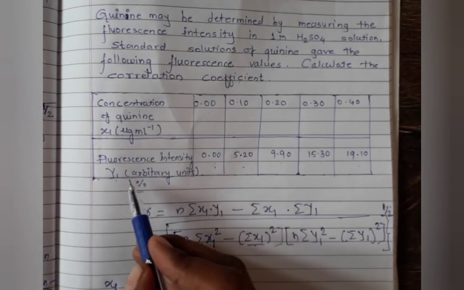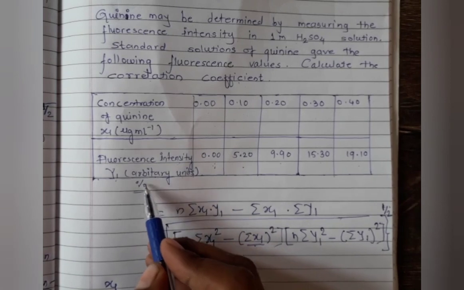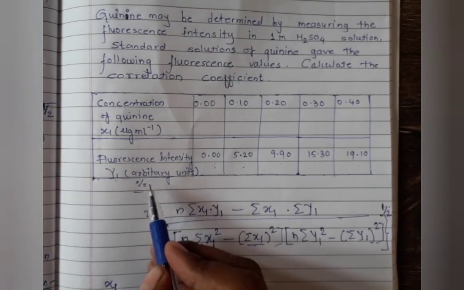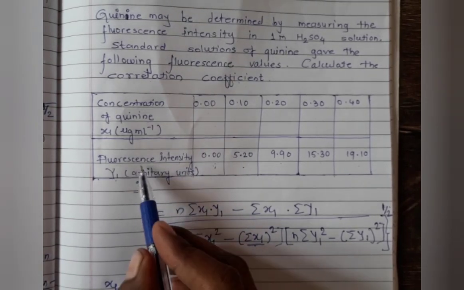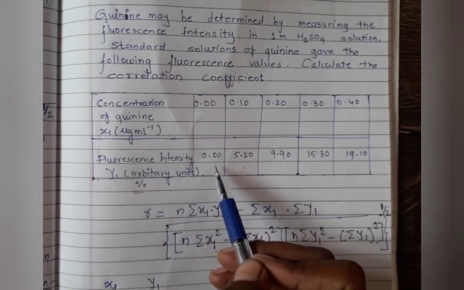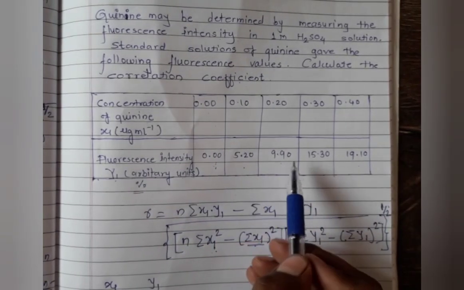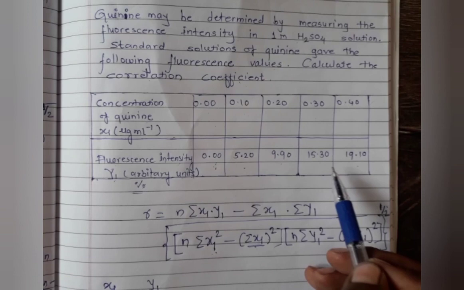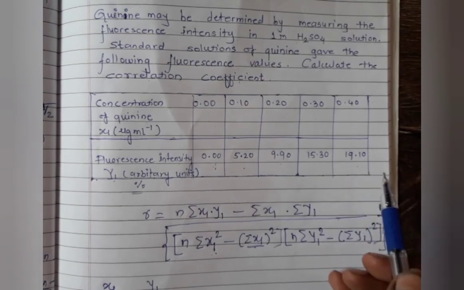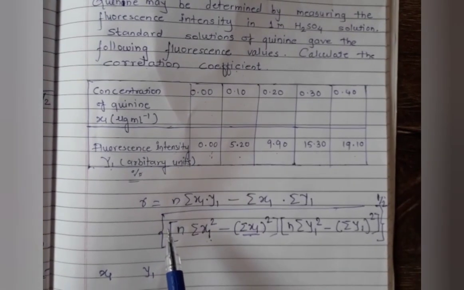Fluorescence intensity is given in percentage. Arbitrary units means the percentage unit is of fluorescence intensity. The values are 0, 5.20, 9.90, 15.30, 19.10. And we have the formula.